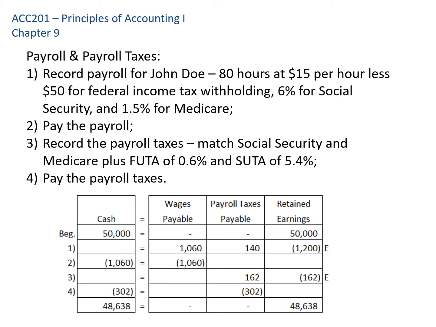And then I pay the payroll taxes. I send the government their money. So cash goes down by 302, payroll tax payable goes down by 302, and notice that 302 is comprised of the money that we withheld from the employee's paycheck and the money that we as the business also owe. I'll do a sample problem of this and post a short video for that as well.